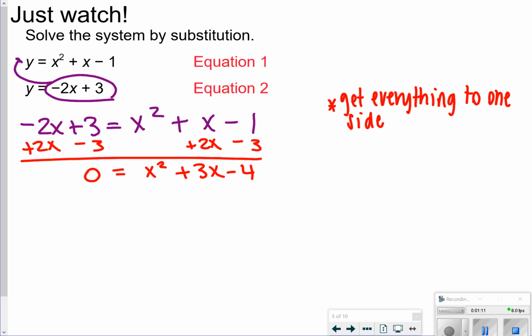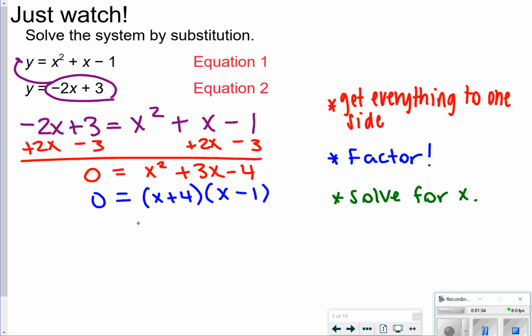Now I'm ready to factor. So when I factor x squared plus 3x minus 4, I just think of the factors of negative 4 that would also add to positive 3, and that's going to be x plus 4 and x minus 1. Once I have my factoring ready, then I can solve for x. So as I'm solving for x, I'm going to get x is equal to negative 4 and x is equal to positive 1.